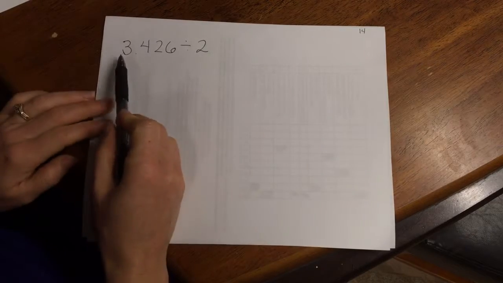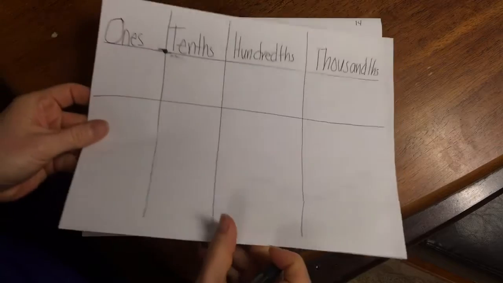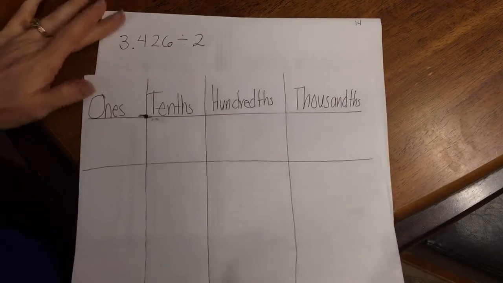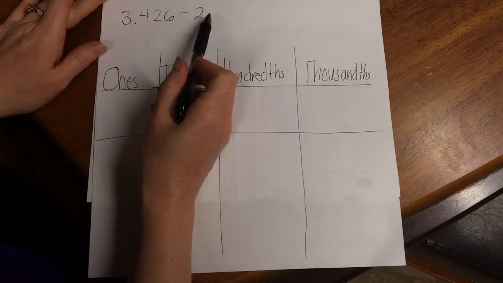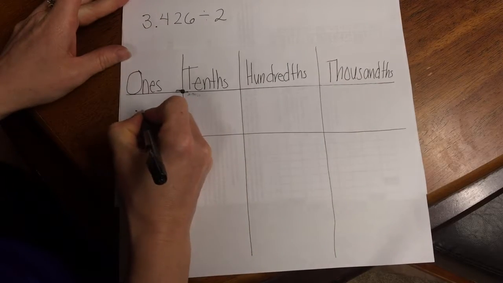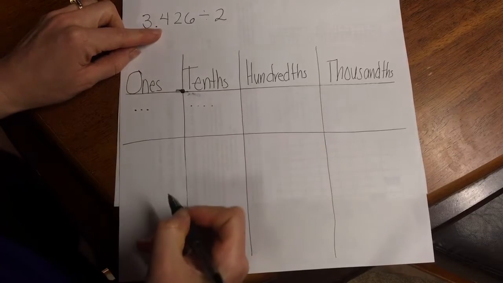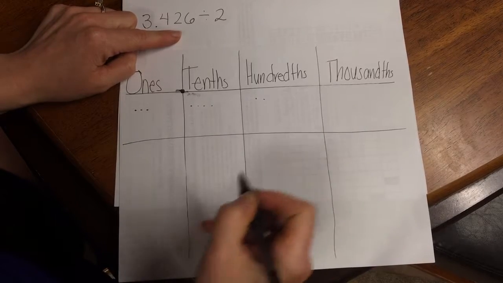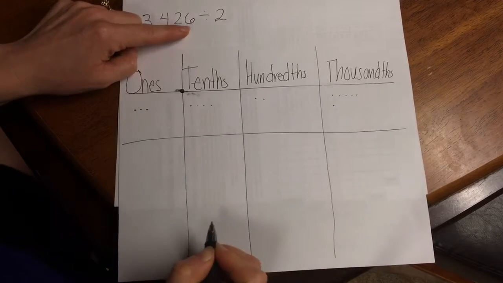Lesson 14 is all about using division with the standard algorithm as well as a place value chart. So we're going to use these side by side. Our number is 3 and 426 thousandths divided by 2. So that means I have 3 discs in the ones place, 4 discs in the tenths place, 2 discs in the hundredths place, and 6 discs in the thousandths place.